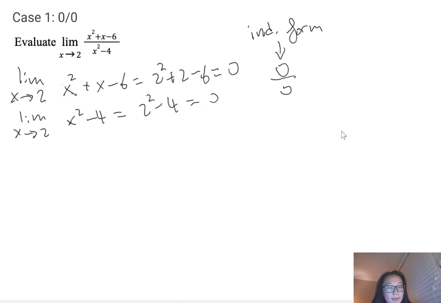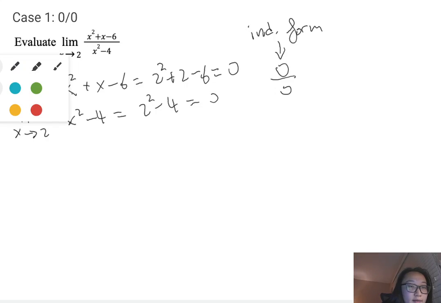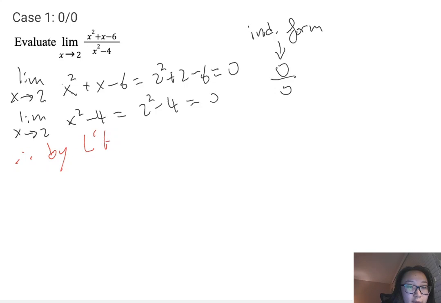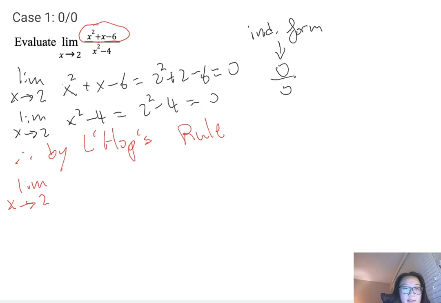So keeping that in mind, let's take a look at this problem. Obviously we have an indeterminate form right here, so we're going to take the derivative. By L'Hopital's rule, we have the limit as x approaches 2 of, let's take the numerator first, x squared plus x minus 6. Take the derivative of that, and you get 2x plus 1. Then you evaluate it as we did before, and we get 5.